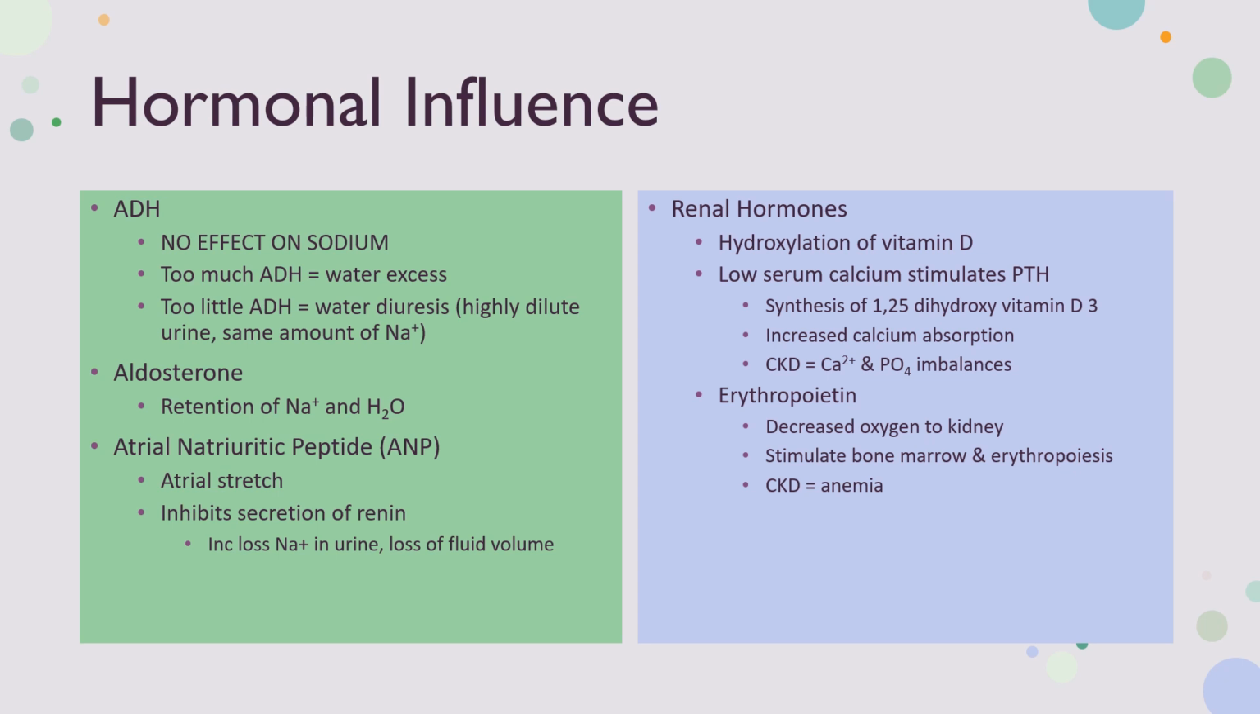Erythropoietin is released when specialized oxygen-sensitive cells in the kidney detect low blood oxygen levels. These cells then release EPO, erythropoietin, which stimulates the bone marrow to produce new red blood cells, which can overcome this renal hypoxemia. For this reason, patients with chronic kidney disease often have anemia due to poor EPO production.